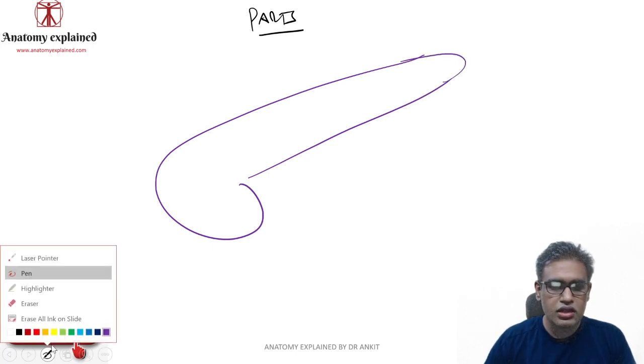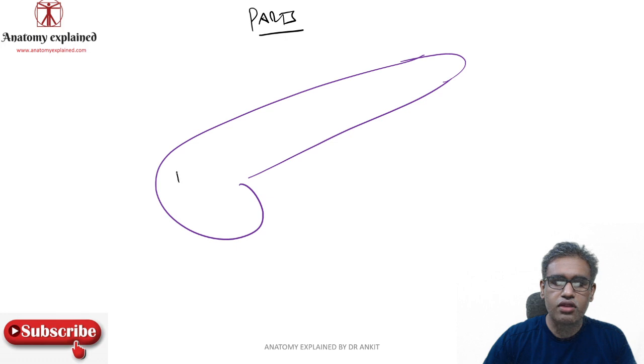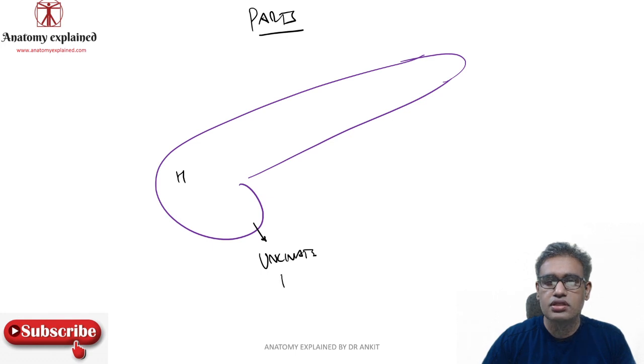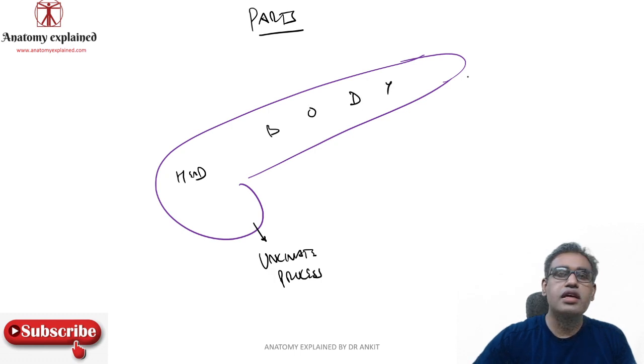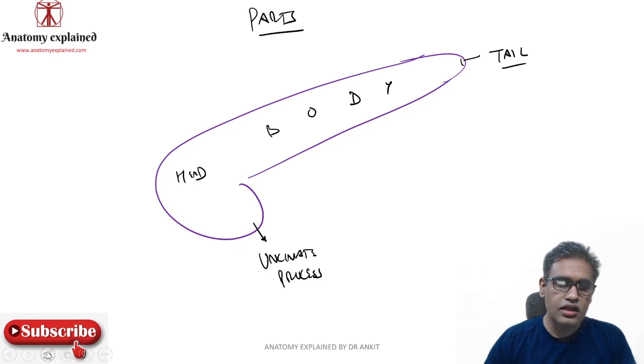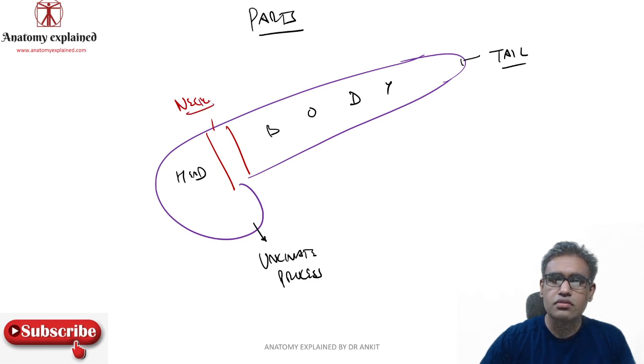On the right side of which, this is known as the head of the pancreas. This lower projecting part of the pancreas is known as the uncinate process of the pancreas. That is our head. This bigger part is known as the body of the pancreas, and the tapering part to the left is known as the tail of the pancreas. The part of the pancreas which is connecting the head with the body is known as the neck of the pancreas. The width of the neck is roughly around 2 centimeter.